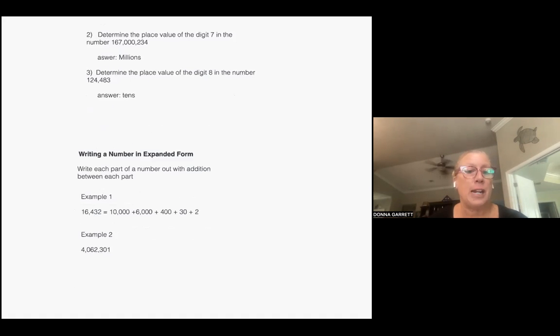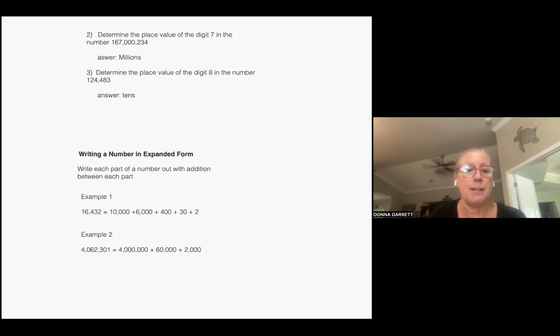Okay, there's the number for example 2: 4,062,301. Now, if I want to do an expanded form, I have to do each number and where it is. So the 4 is in the millions place, so we're going to do 4 million. There is no 100,000 place, so the 0, we don't need it. The 6 is in the 10,000s place, so it's going to be 60,000. The 2 is in the thousands place, so 2,000.